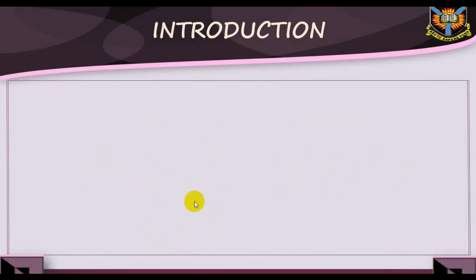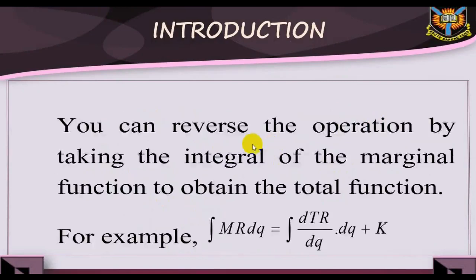You can reverse the operation by taking the integral of the marginal function to obtain the total function. For example, the integral of MR dQ equals the integral of dTR by dQ times dQ plus K.